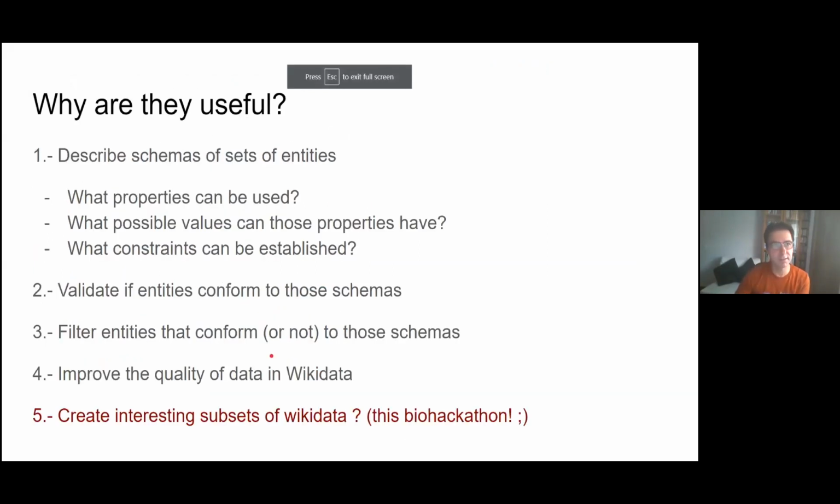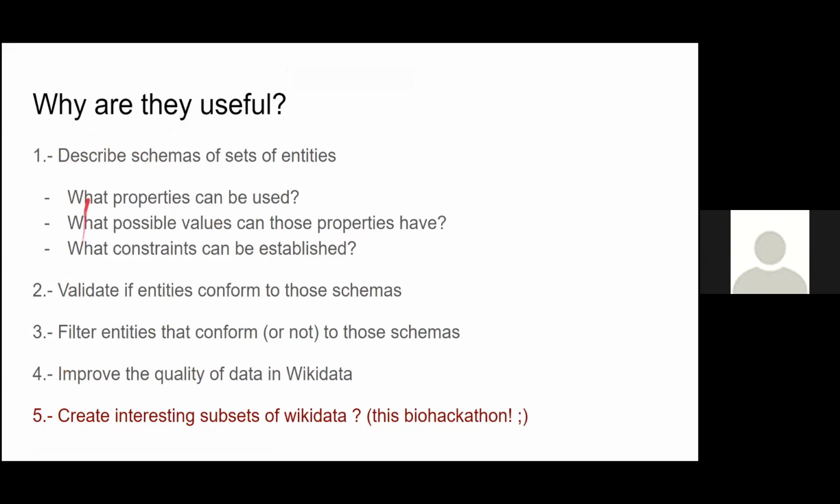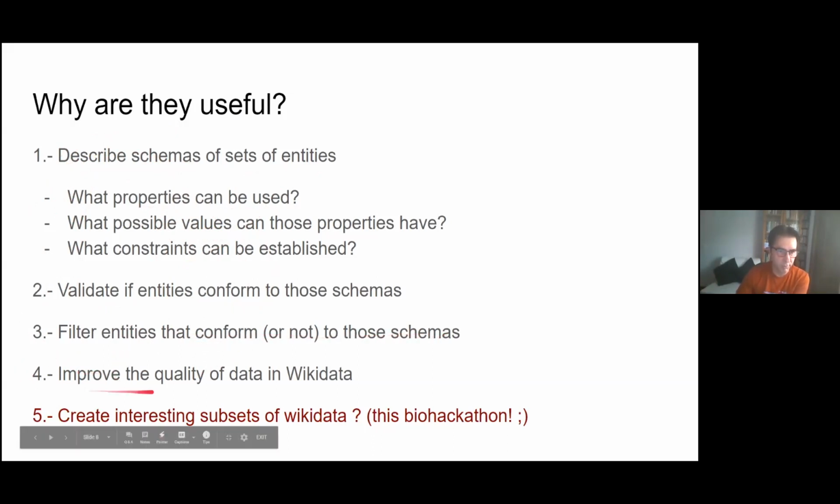I had this slide because I was doing these slides at another event, and that's the link for this biohackathon. I had these 4 reasons why using entity schemas was useful. For example, they are useful to describe the schemas of sets of entities: what are the properties that you want to use, the possible values, the constraints that you want to enforce. You may want to validate entities to say if they conform. You can filter entities that conform or don't conform to those schemas. At the end, the main goal is to improve the quality of Wikidata.